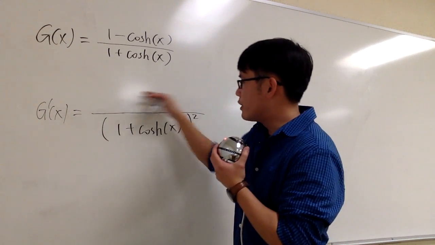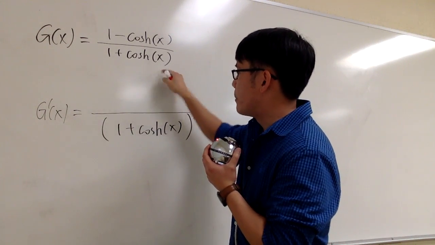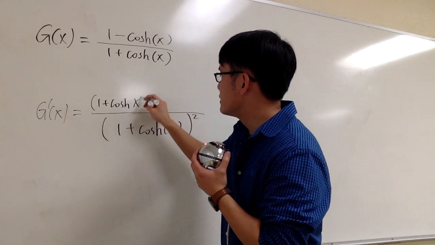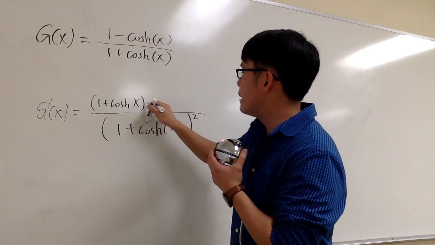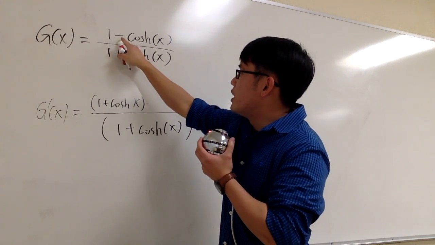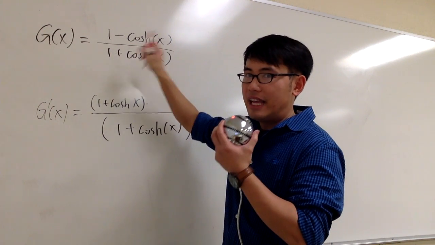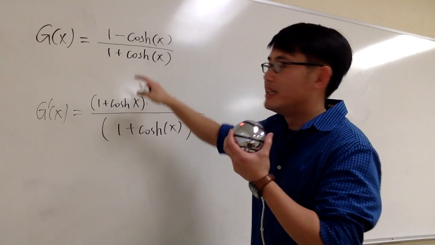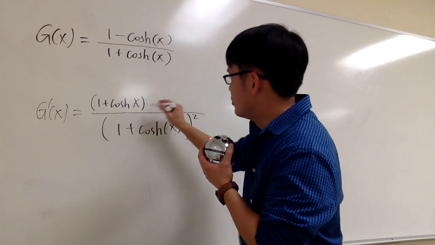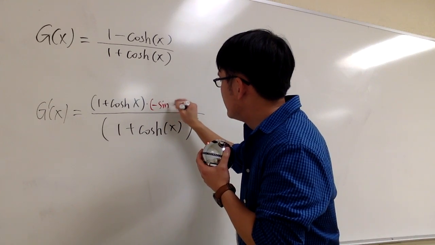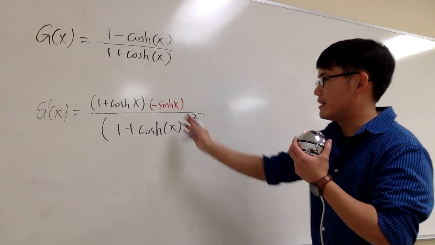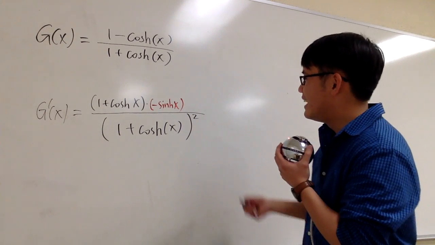And then for the numerator here, I'm going to copy down the denominator, which is 1 plus cosh x. And then we will multiply by the derivative of the top. Derivative of 1 is 0. Derivative of negative cosh is negative sinh, because the derivative of cosh is sinh, but then we have the negative right here. So we multiply by negative sinh x, okay? And maybe let me not draw the parentheses because otherwise there will be a lot of parentheses.